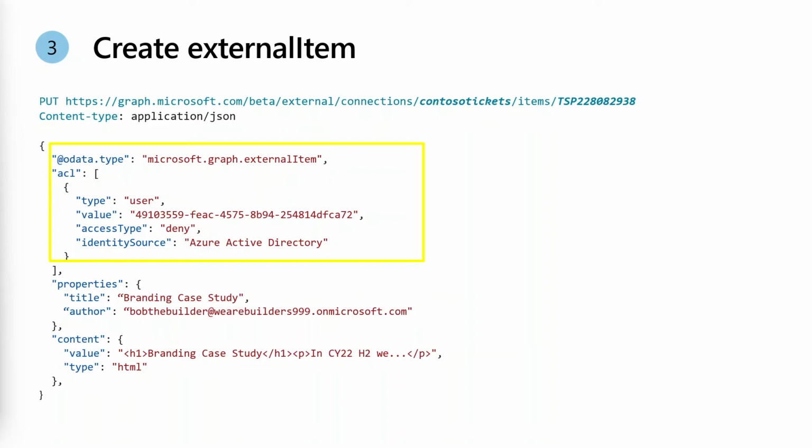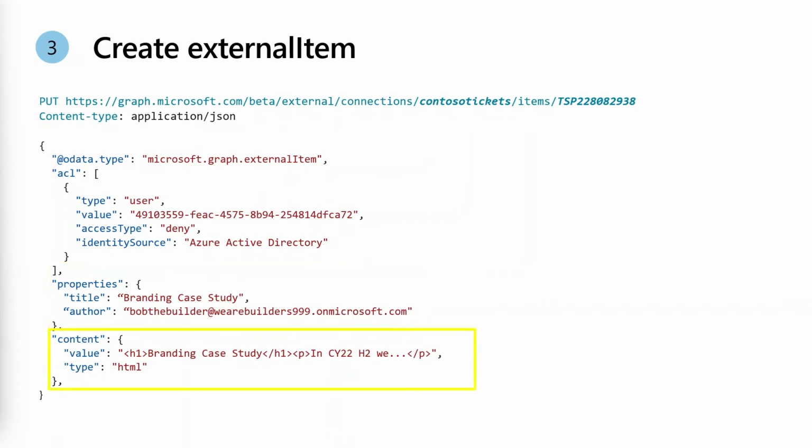In the next section, you specify the properties of this item, and this should adhere to the schema that you define for the connection. The last section is content, which allows you to specify the body of the item in either HTML or text format. Anything you put here will automatically be added to the full text index. In summary, create connection, create schema, and create external item are the three key API calls you need to know about to get started with creating a connector.